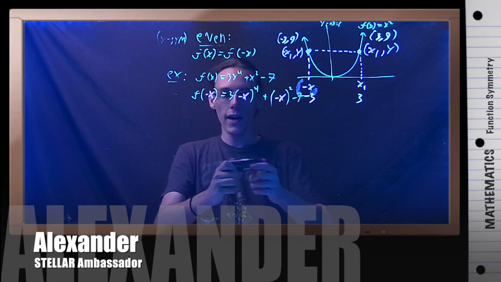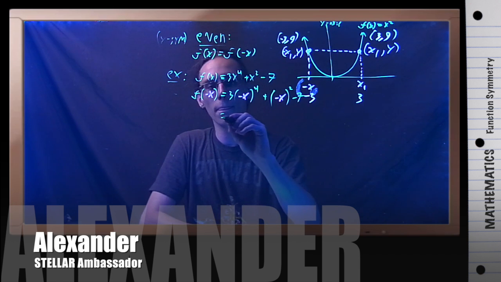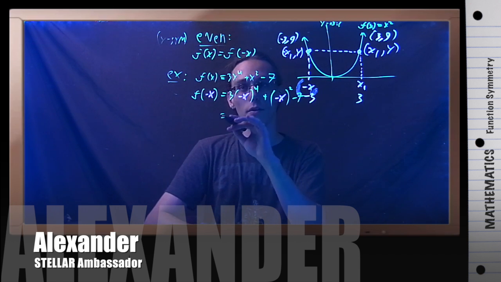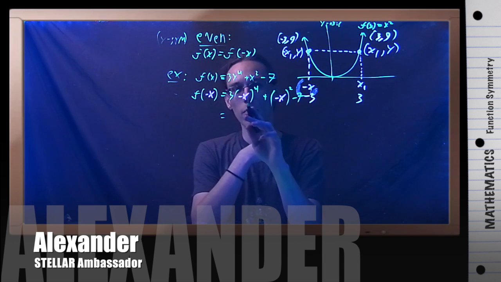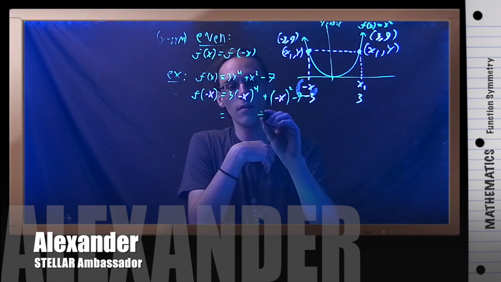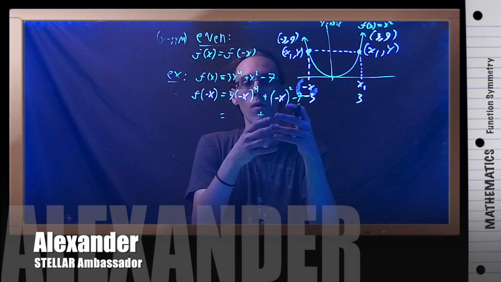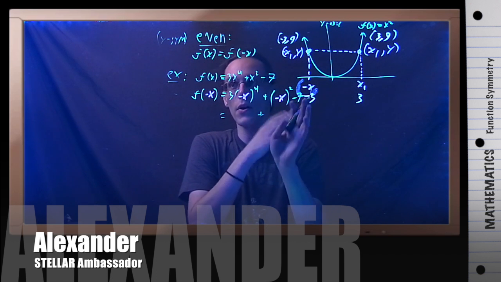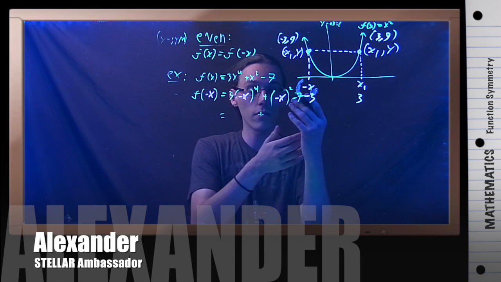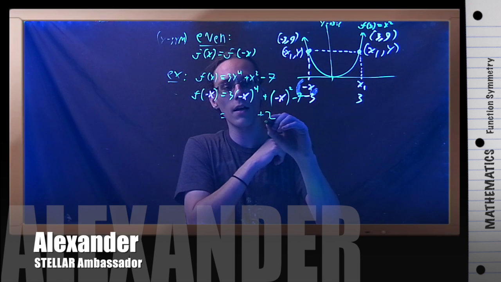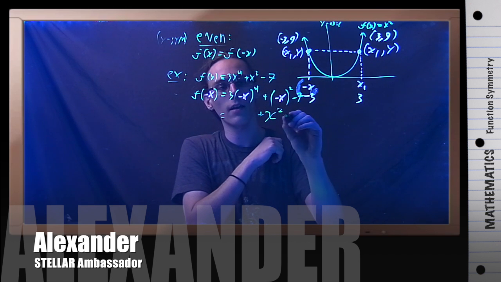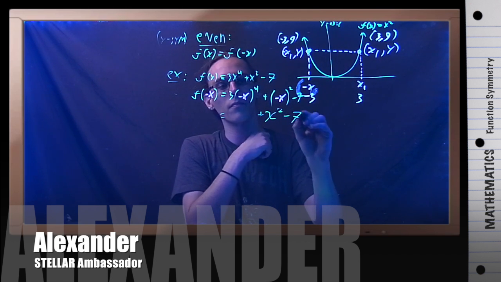Okay, well now, negative x to the fourth, let's skip that for a minute and look at this. Negative x squared. Well, if I square a negative number, negative times a negative is positive, and so I'm still coming out with positive x squared. And this negative 7's on the end here.